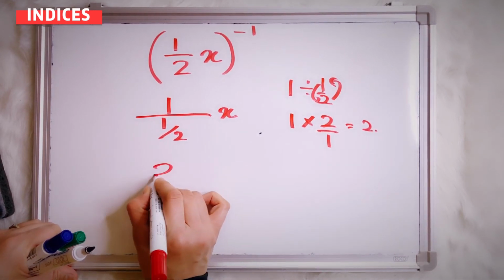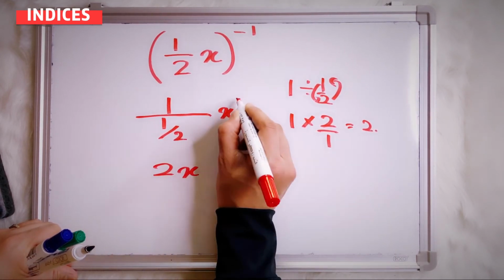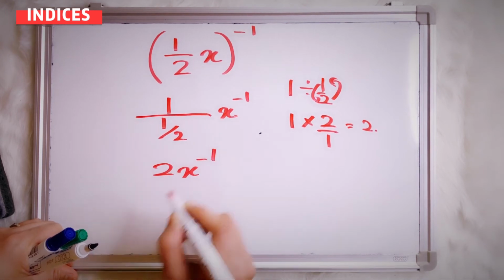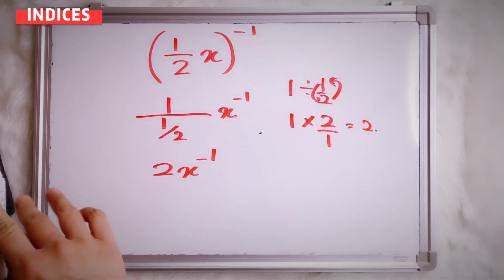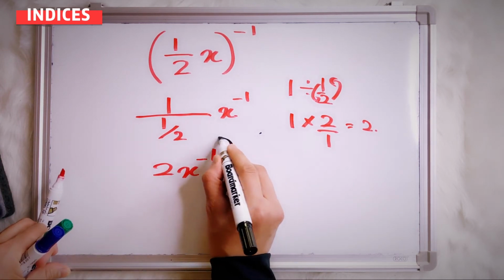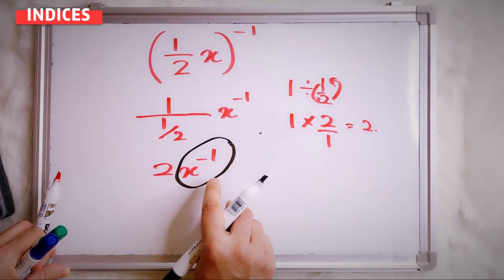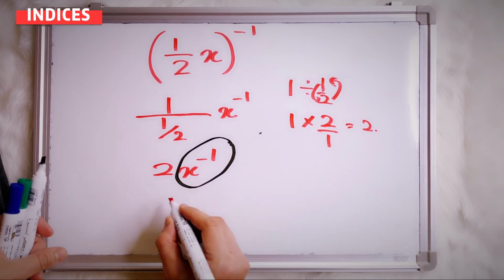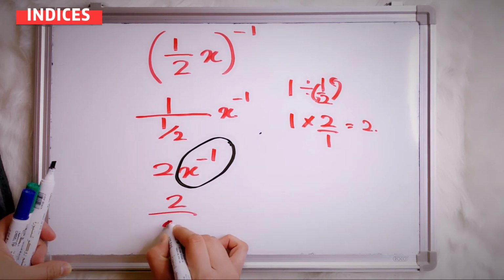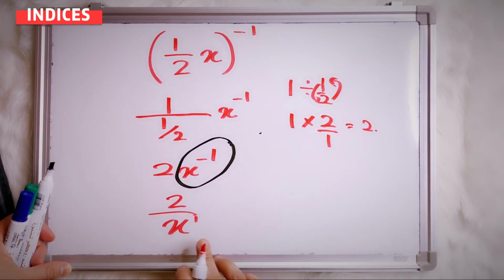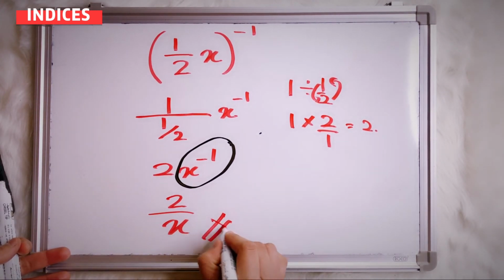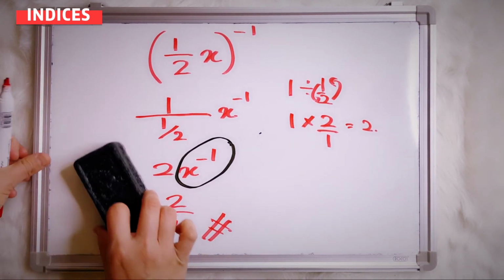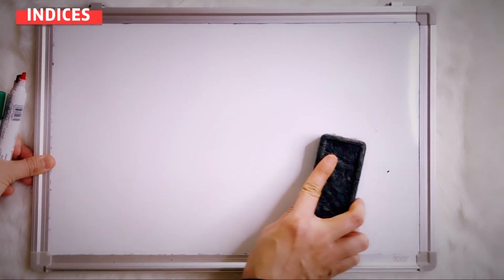Now 2x to the negative 1, correct? So now you have to bring it down here, because you want to make this one positive, right? So it becomes 2 over x power of 1. Or you don't need to put the 1 also, it's okay. Alright? Okay, now, next.